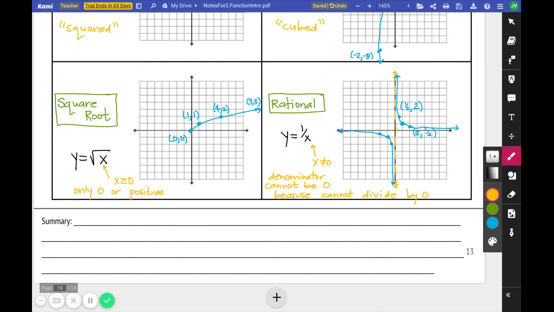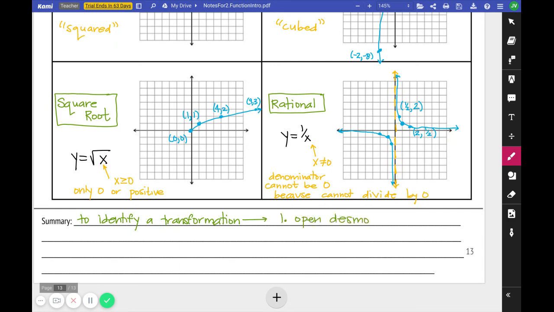To wrap up our notes, I just want to run through a couple steps with you. We're going to do some transformations on these parent functions. So to identify a transformation, here's what we're going to do. First, we're going to open Desmos. It's going to be our helpful tool.